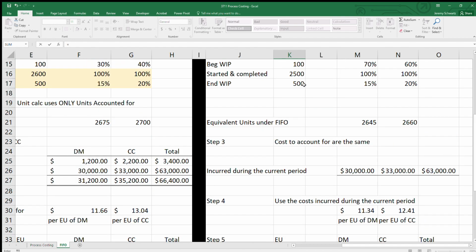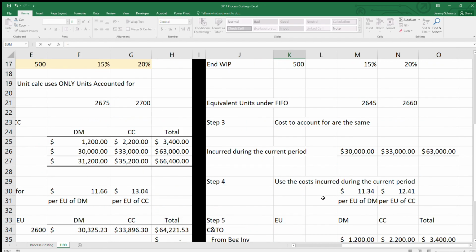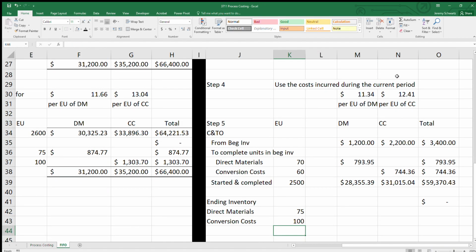So we have the 500 units multiplied by the 15%, the 75, and conversion costs were 500 units multiplied by 20%, or 100. Notice this is the same as what it was under weighted average. So we have 850 here and 1240 there. So delete that.